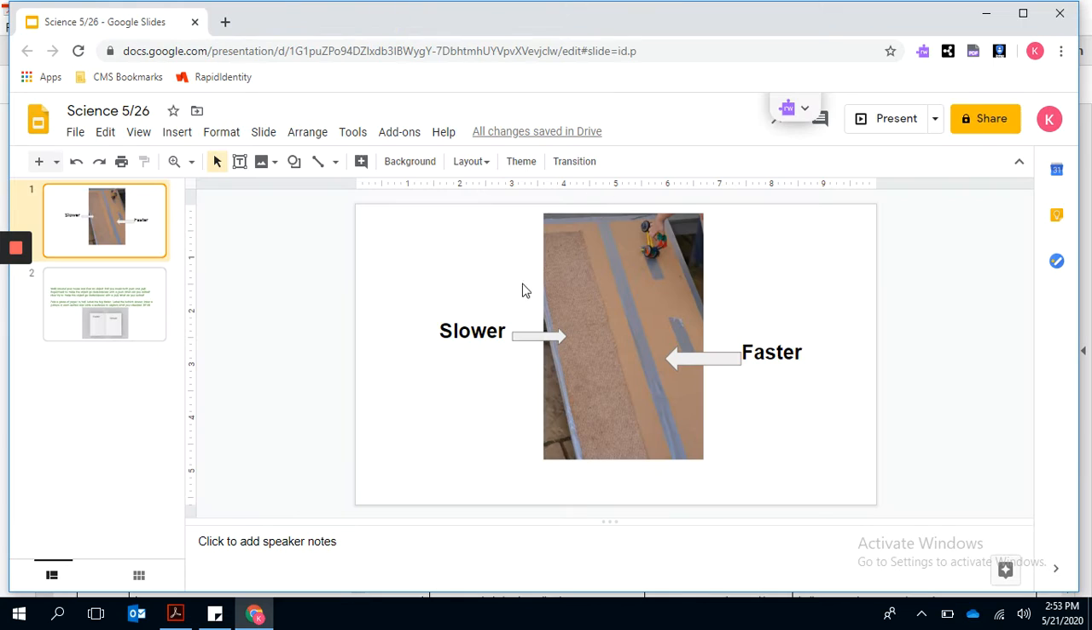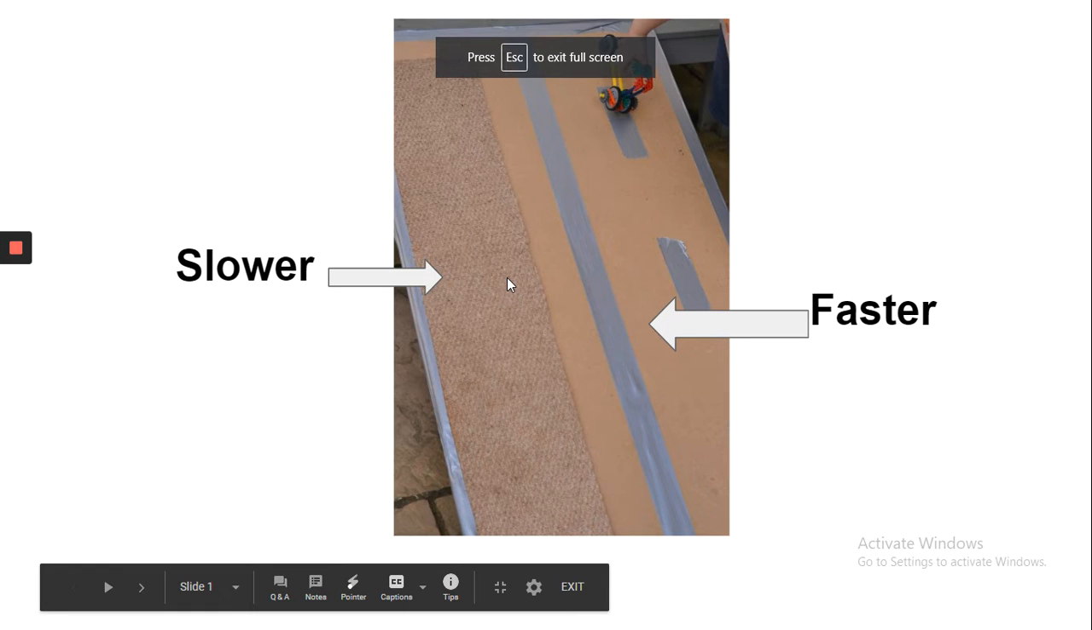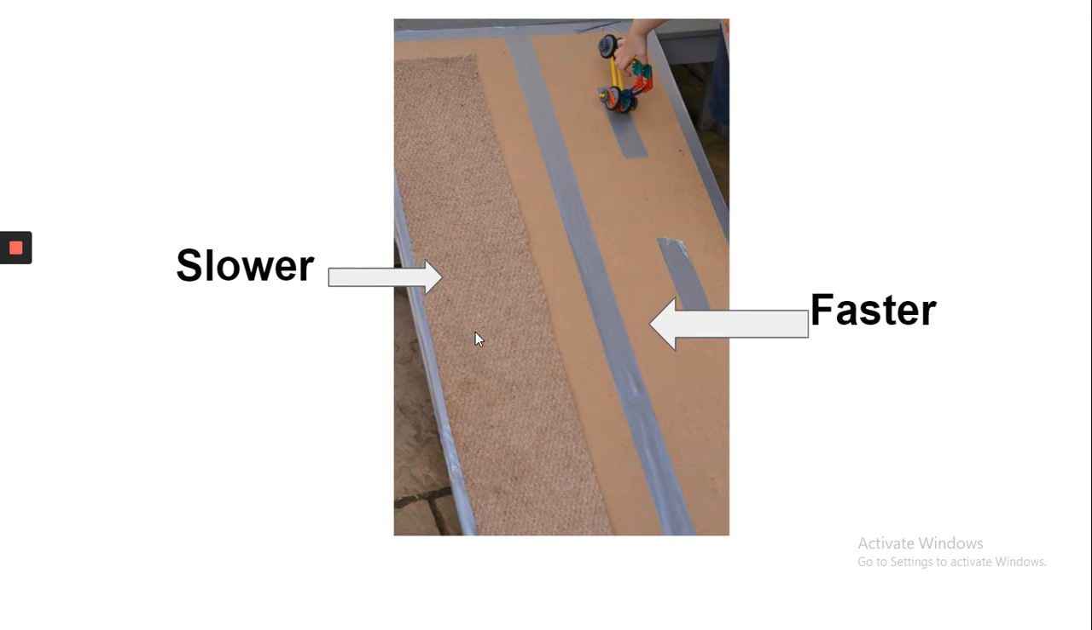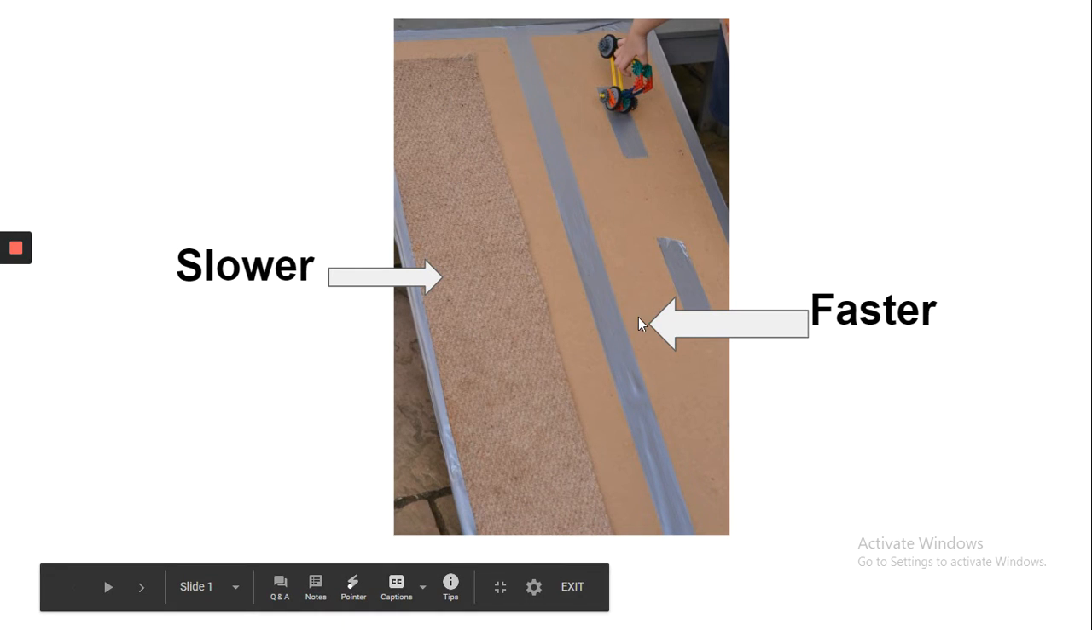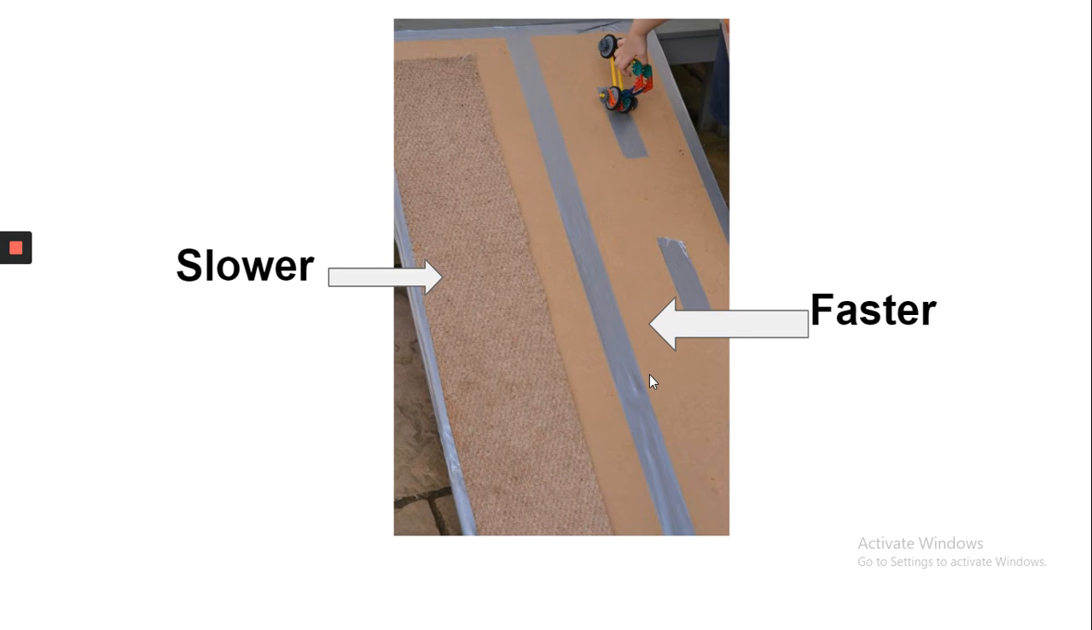Okay, so you saw a lot of different things and how pushes and pulls can make an object go faster and slower. So here on the slide, we saw one experiment that had toy cars racing down different types of surfaces. The toy car went slower on the carpet than it did on the cardboard or the wood. So there was more friction between the car and the carpet, causing it to go a little bit slower. And it was able to go faster because of the surface and the friction on the cardboard side or the wood side.